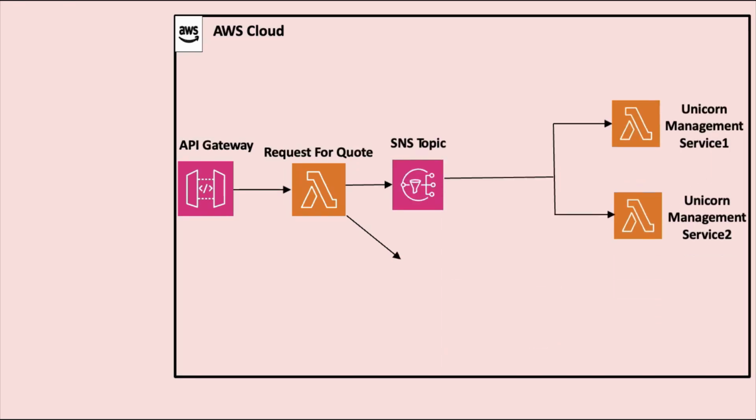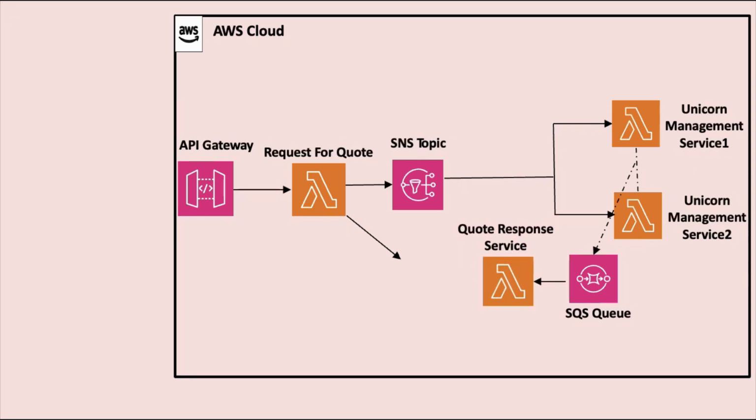From the SNS topic, with the pub/sub architecture, many subscribers were added to the SNS topic. In this case, there are two Lambda functions which are receiving this request. These Lambda functions will process the request, provide the code for the given RFQ, and send the response back to the SQS queue. The SQS queue is again sending the response to a Lambda, which in turn stores the results into DynamoDB.